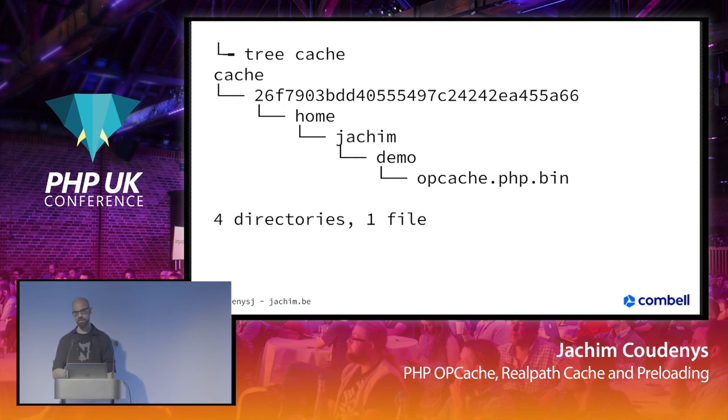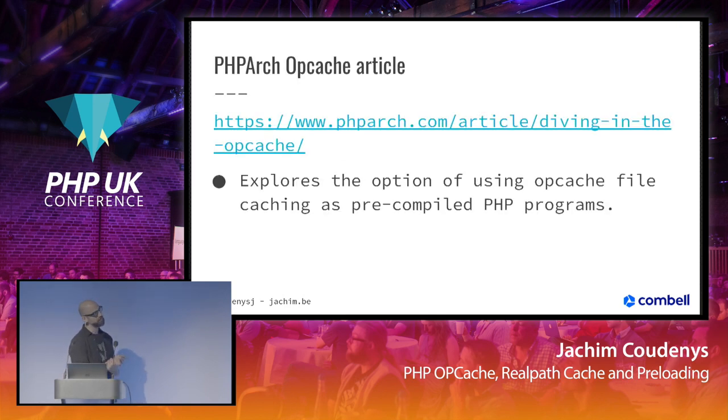So yeah, that's another thing you can do with OPCache. There's a cool example in a PHP Architect article where they also deep dive into the opcode and the OPCache, and they're trying to use the compiled files as a way of distributing packages, of distributing PHP, so that you have pre-compiled PHP. It's a nice way of investigating OPCache. Don't use it in production, or don't use it to distribute your PHP code.